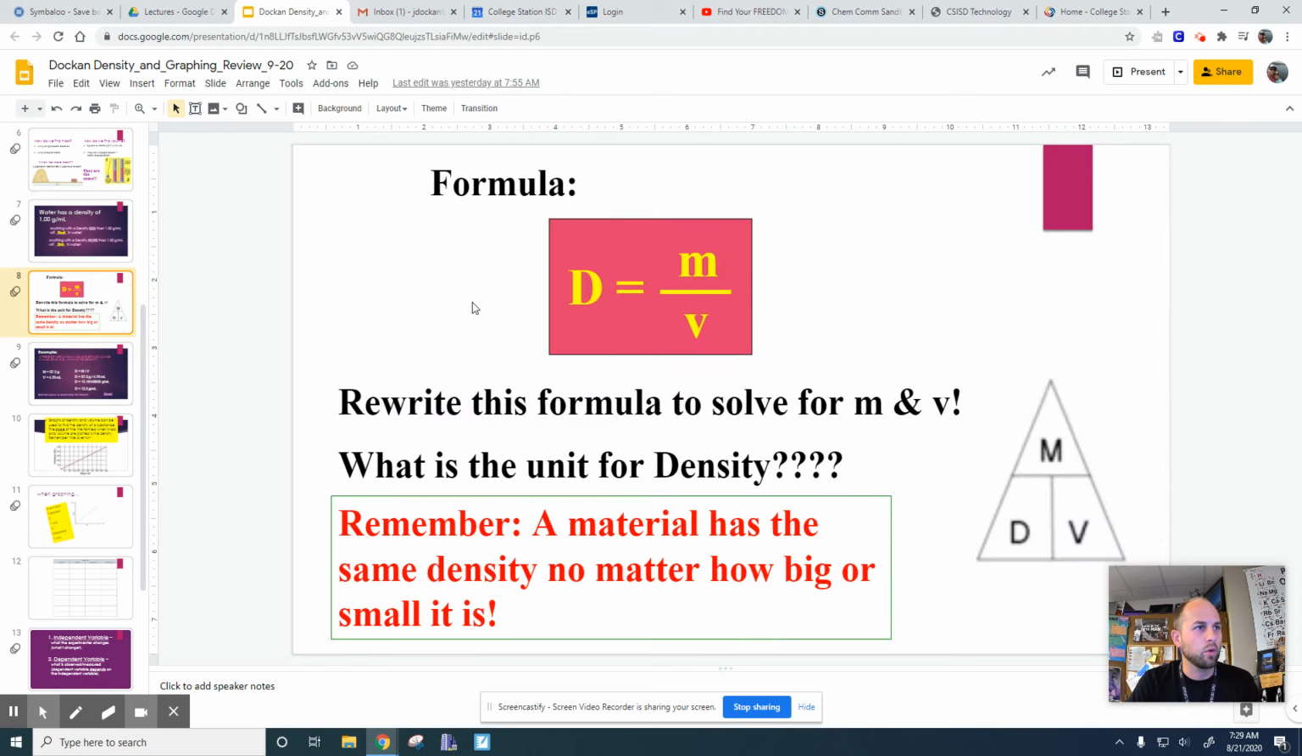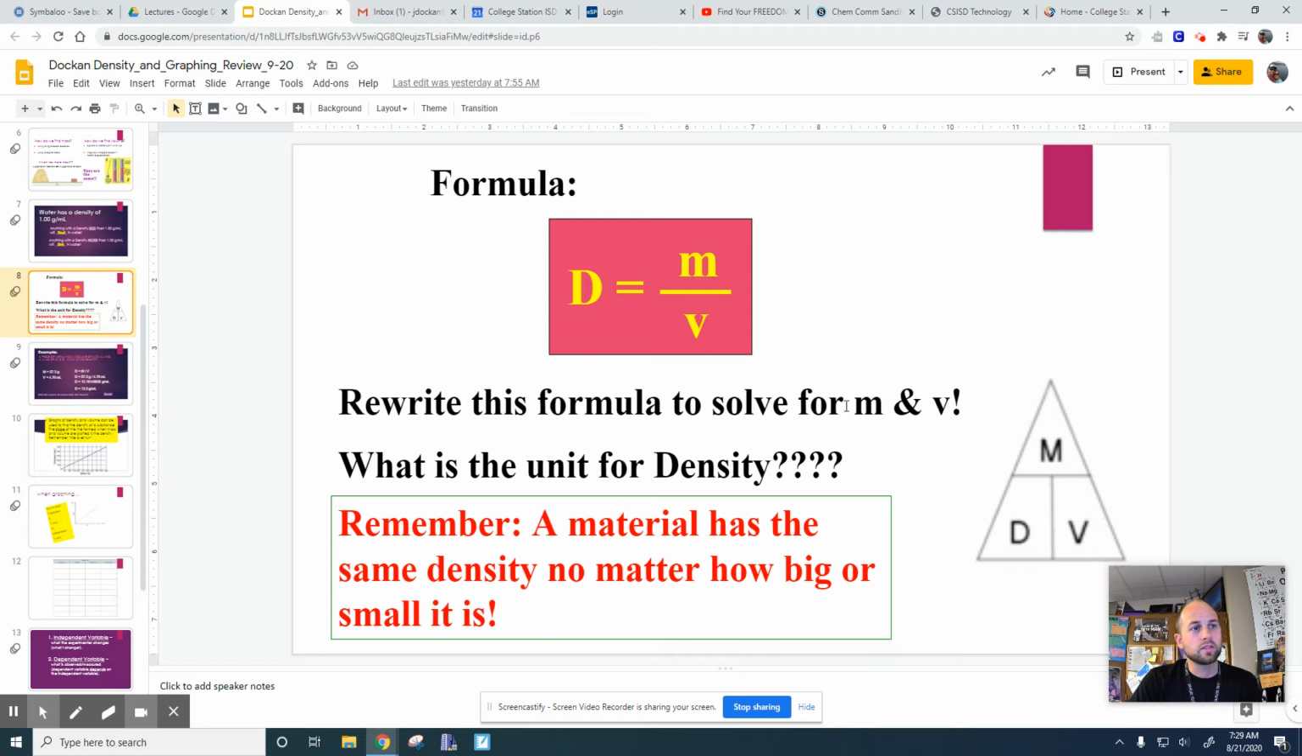Okay, so we're going to move on. The formula for density is mass over volume. M is for mass, V is for volume, and we have 3 variables here: mass, volume, and density. Each of these things has units attached to it. Mass is in grams, volume is in milliliters, and density would be a mixture of the two, grams and milliliters.